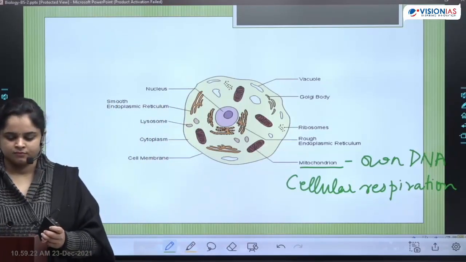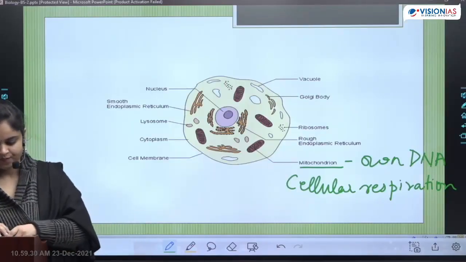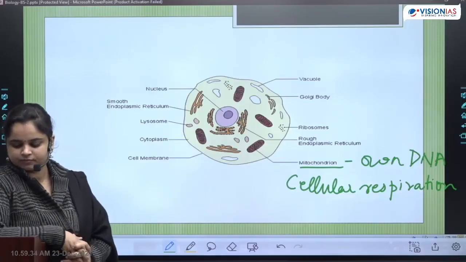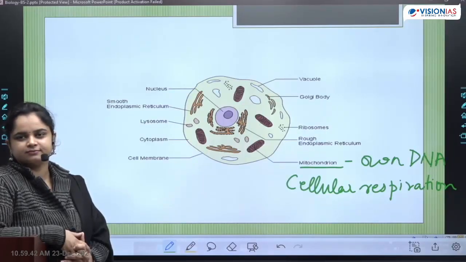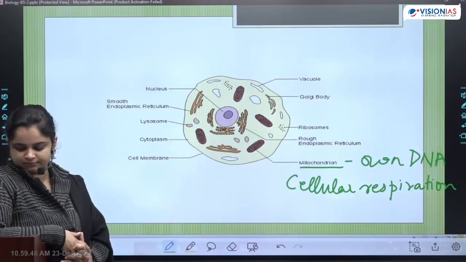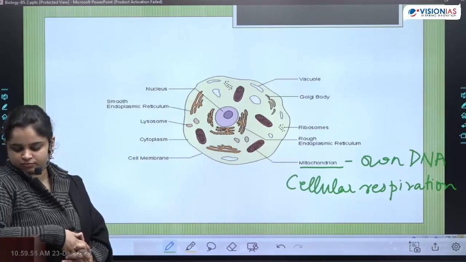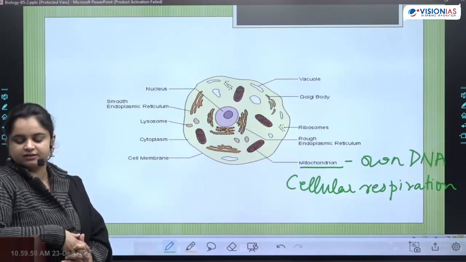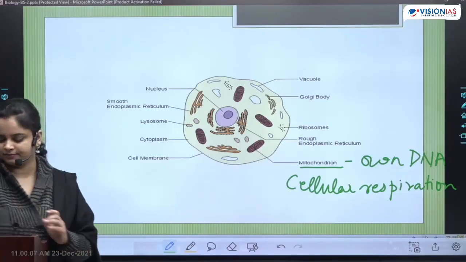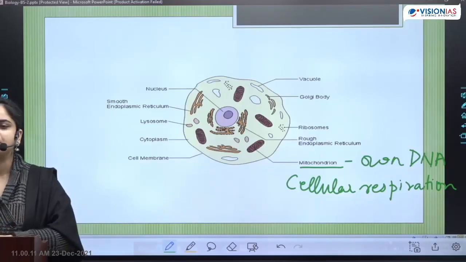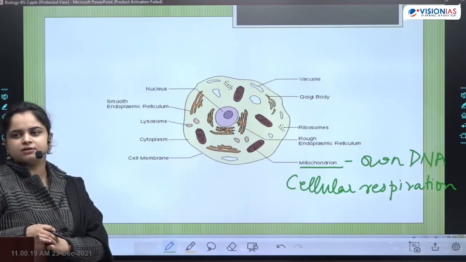Mitochondria contains its own DNA. It performs cellular respiration, which leads to production of energy, making it the powerhouse of the cell.